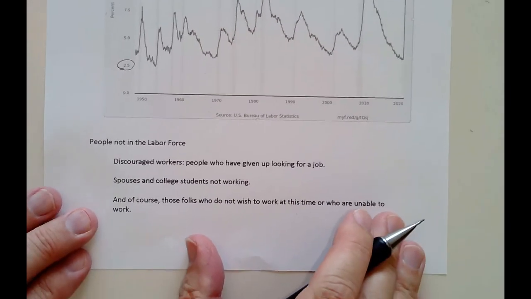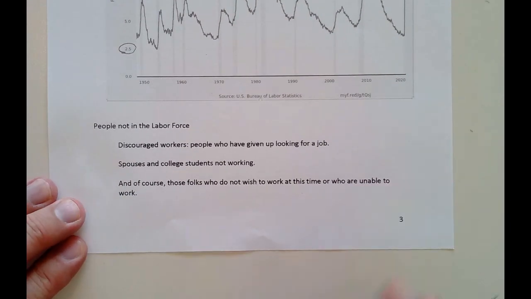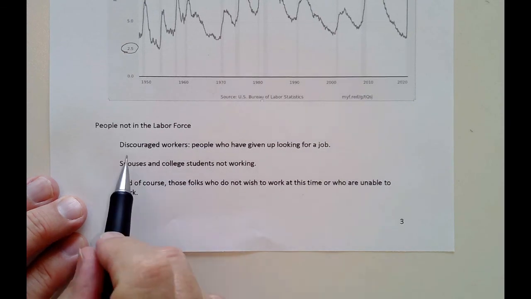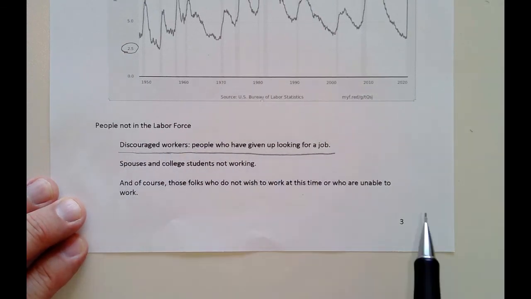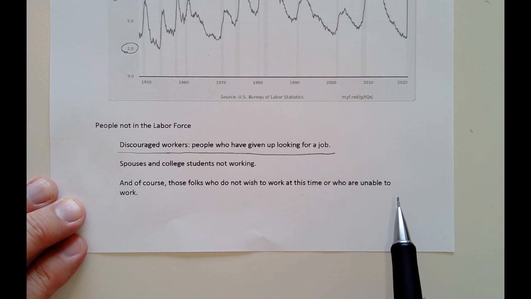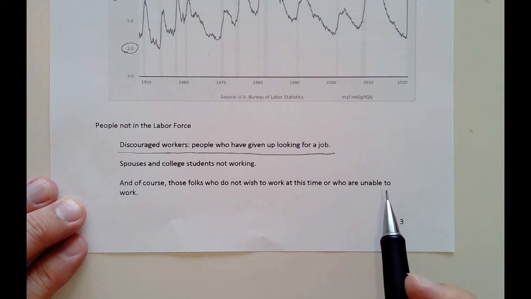Then we have people not in the labor force. And we have what are called discouraged workers, which we'll talk more about later. These are people who have given up looking for work. Remember, to be counted as unemployed, you have to be actively looking for work. These people have given up. They probably looked for work for months, 2 months, 3 months, and there's nothing out there, and therefore they just give up. And if you give up, you drop out of the figures. It doesn't mean you're not still unemployed. It doesn't mean you're not still hurting. It simply means you're not counted as unemployed anymore.